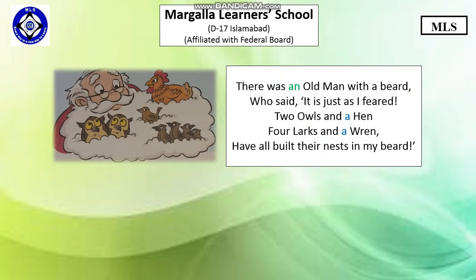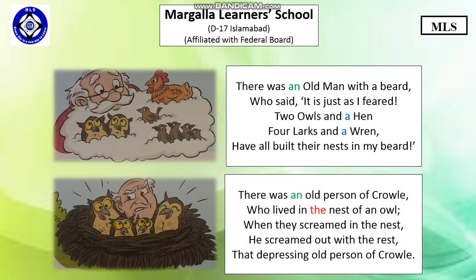In this poem, you can see that an and a are used. Also, do you notice that an is used before a vowel and a is used before a consonant? We are just generally talking about the old man, hen, and wren. Now, let's come to the second poem.